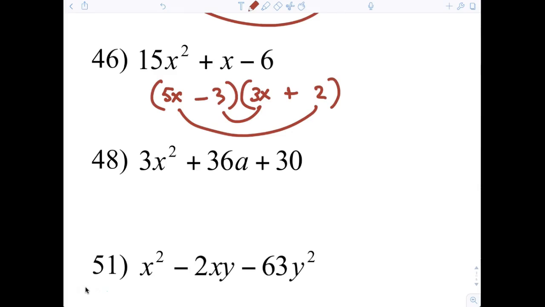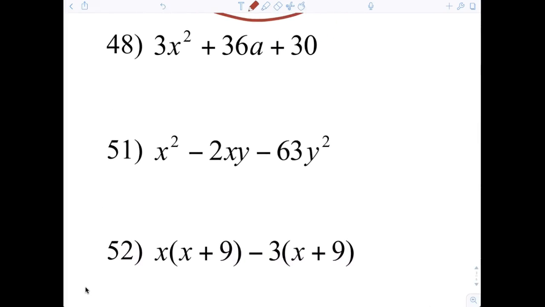If it's 15x squared, how come you can do 5 and 3? That would be x. Oh no, I'm stupid. All right, here we go. So now on 48, what do we got? Factor out the 3.